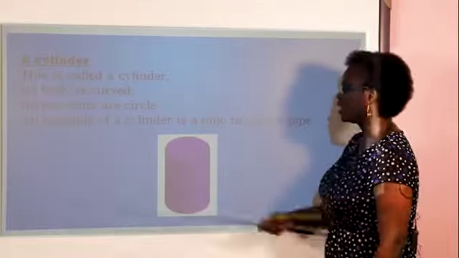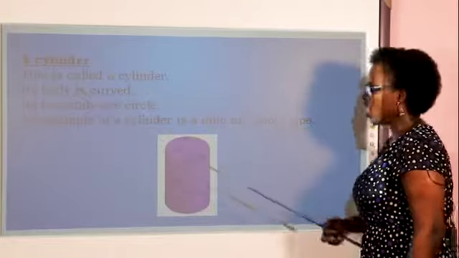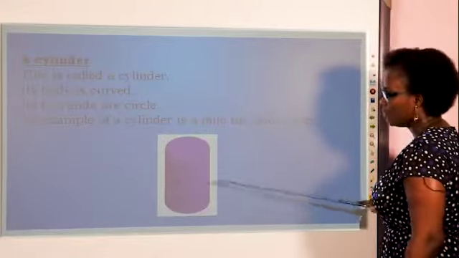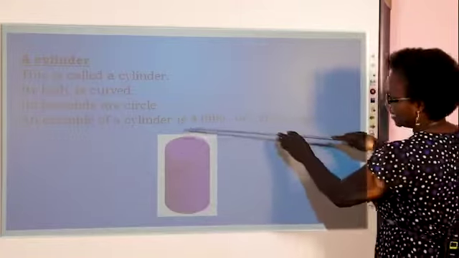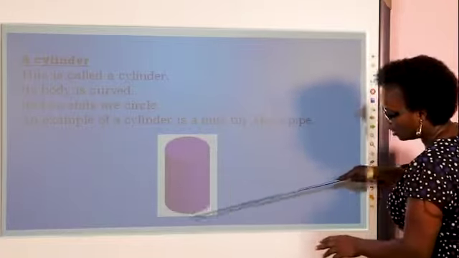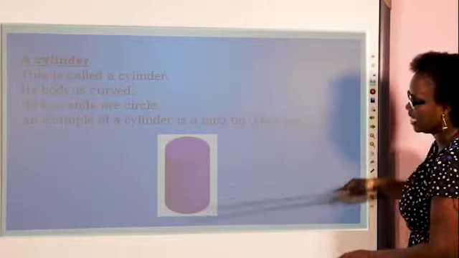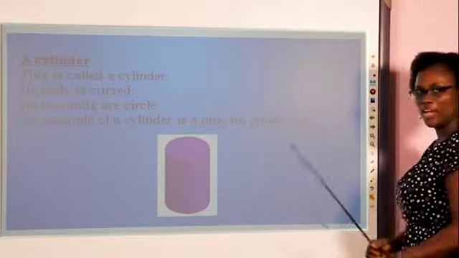And the last one, a cylinder. Its body is curved. Can you see the curved body? Beautiful. Its 2 ends are circle. Can you see it? Its 2 ends are circle. And the other part is under it. An example of a cylinder is a Milo tin or a short pipe.